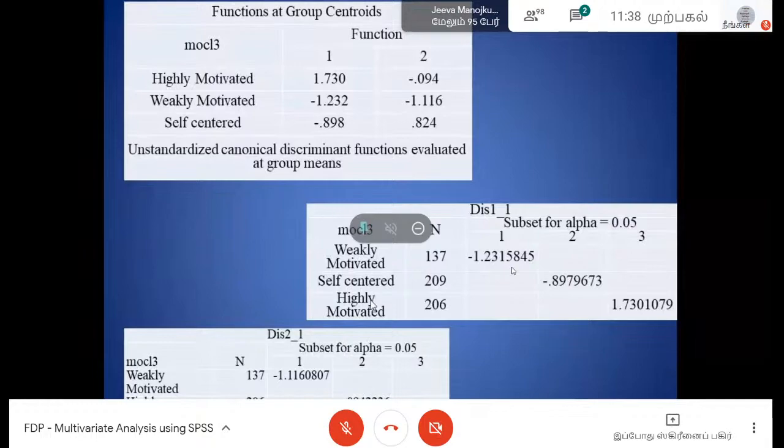Now look at this one. The ANOVA says, this is the value for weakly motivated in function 1. See here, same thing. Here 0.89, same value. This is with respect to function 1. So this is nothing but the mean of each group in function 1 and function 2. That is the centroid. So highly motivated, mean in function 1, mean in function 2.